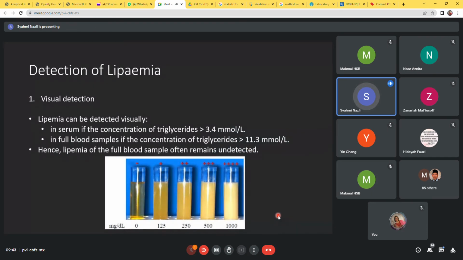Next, we go to how we can detect lipemia. Historically, we used visual detection, which is not that good because it depends on the person and is poorly reproducible. Lipemia can only be detected visually in the serum if the concentration of triglyceride is more than 3.4 millimole per liter. However, in whole blood samples, we need a triglyceride concentration of more than 11.3 millimole per liter before we can observe it visually as a lipemic sample. That's why lipemia of whole blood samples often remains undetected.